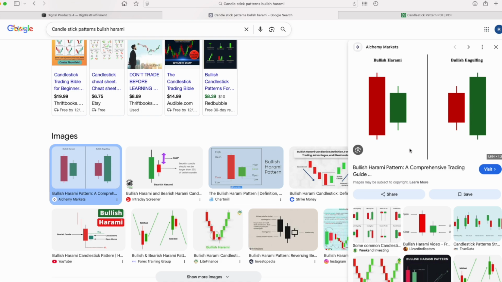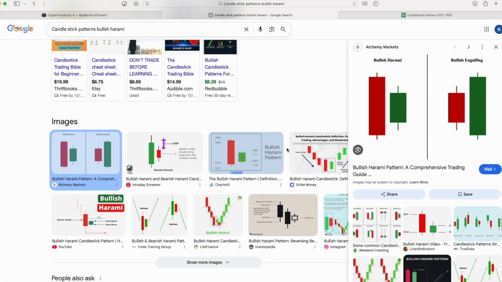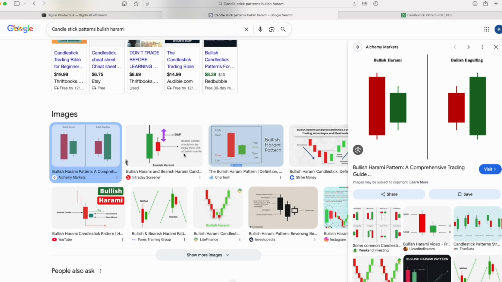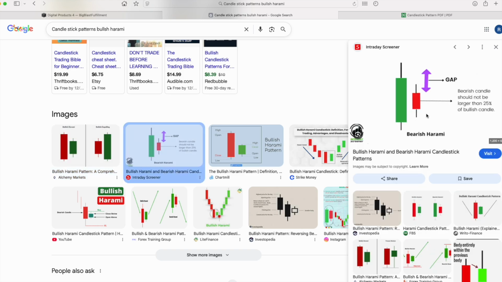But we want a bearish harami. Where's a bearish? Here it is. There's our bearish harami. I see a lot of those in trading.